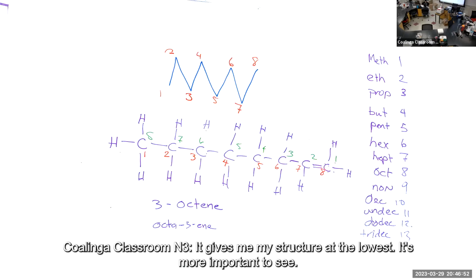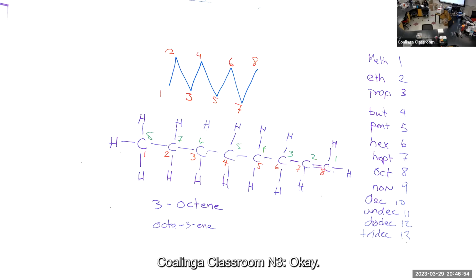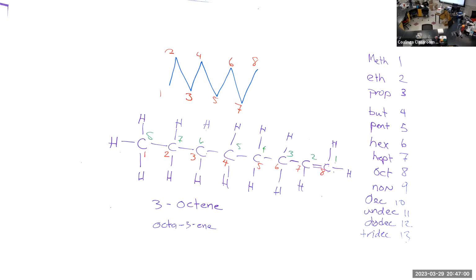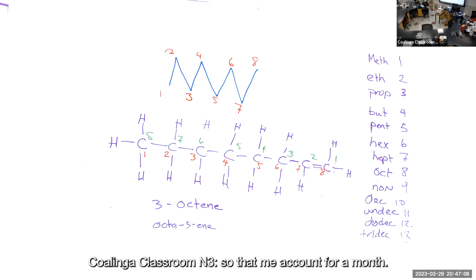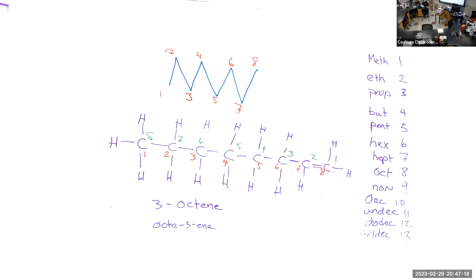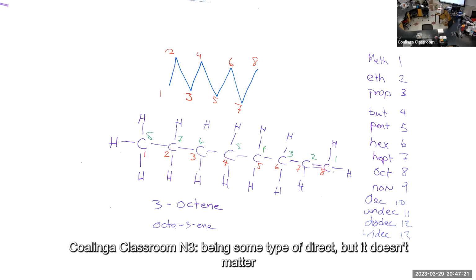Now, a double bond is more important than a single bond. And a triple bond, technically, a double bond and a triple bond are about equivalent, but typically you want to end it with a triple bond. So does that mean you count for the double bond? No, you always count from the end. You always have to start at the end of the chain. So you start at this end or you start at that end. You need some type of direction, but it doesn't matter. You start at one end, but you always want to end up with the lowest number. So count from both sides to find out where that lowest number was.